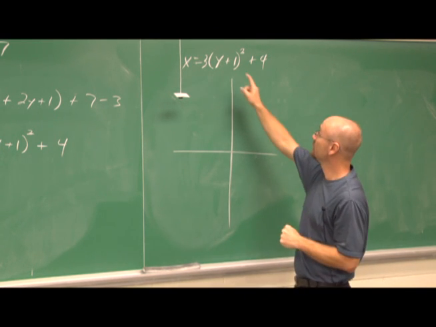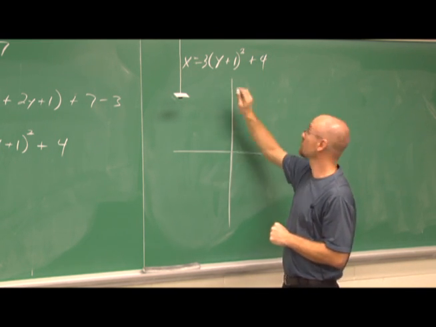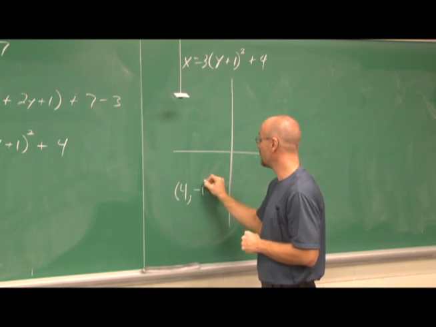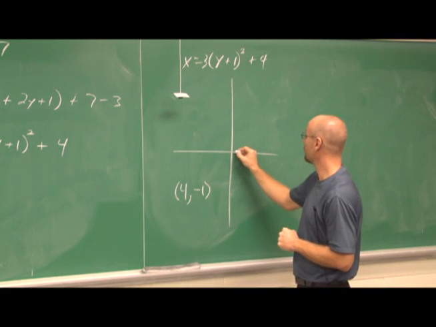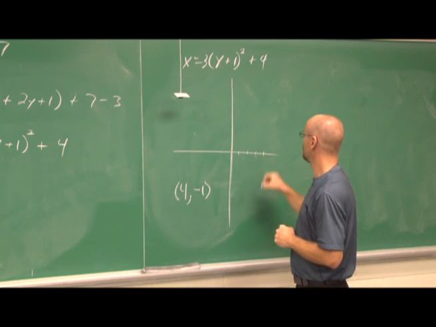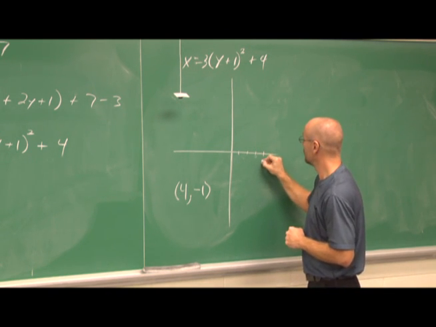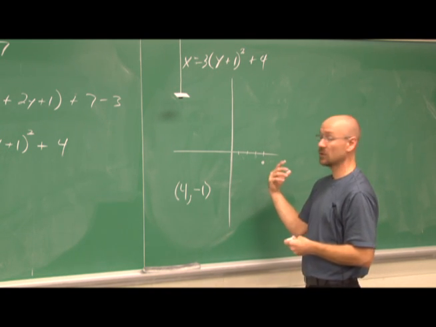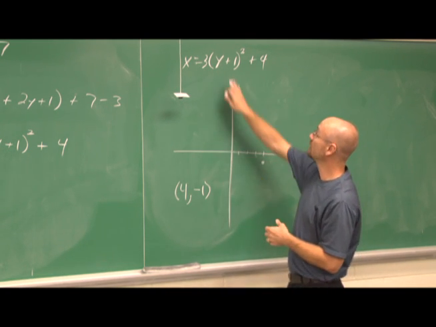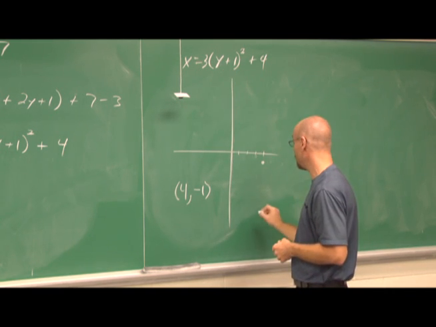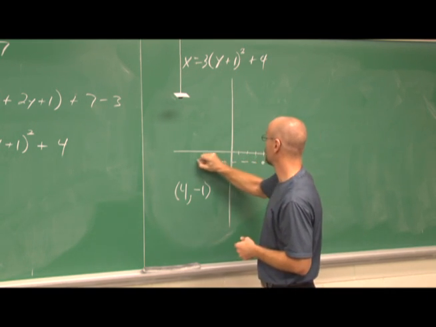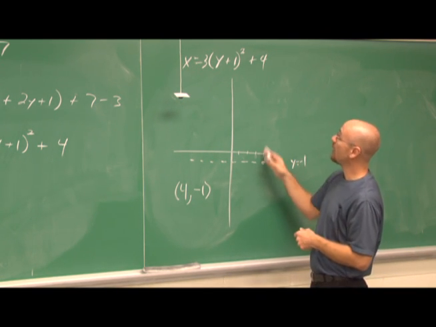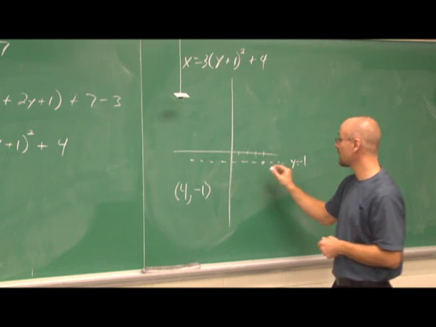First, identify the vertex. So h and k, we already determined h is 4 and k is negative 1. So I'm going to graph this point. I'm going to go 4 to the right and down 1. There's my vertex. What is my axis of symmetry? Well, the axis of symmetry for a parabola on its side is going to be y equals k. So my axis of symmetry is y equals negative 1. And then I can go ahead and graph this using this axis of symmetry.